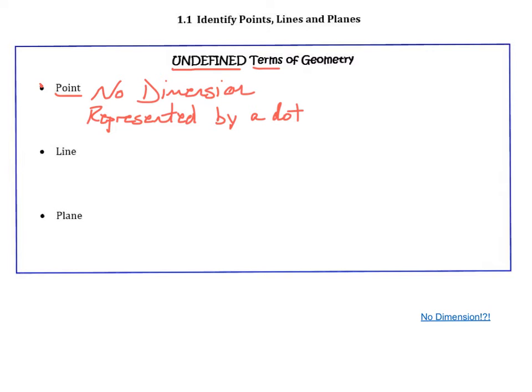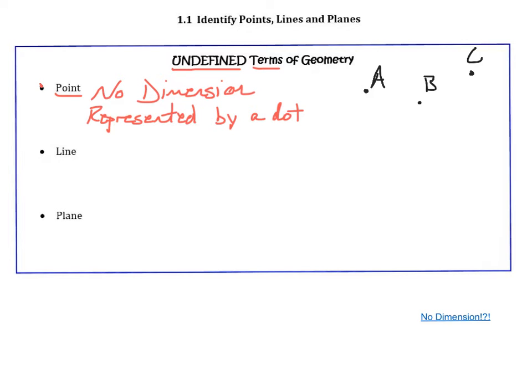So you can mark a dot pretty much anywhere you want on your paper, and then you also want to label it, name it. Anytime I'm naming a point, I'm going to use a capital letter. So here's a couple points just spread out.